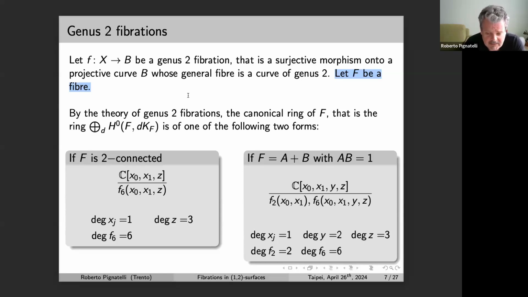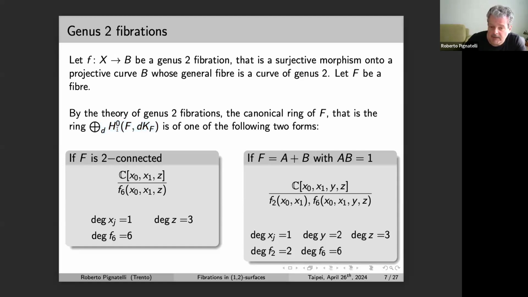And I don't really know who did it first. I read it in the thesis of Margarita Mendes-Lopes, which simply writes, Miles Reid told me at the blackboard once when I was in the office. I don't know if Miles Reid did it first or other people. But that's simple, in fact, and very well known. So instead of looking at the topology of these fibers, let's look at the canonical ring of this fiber. We take the multiples of the canonical system of the fibers, all multiples. We take H0 of each of them, and you get a ring.